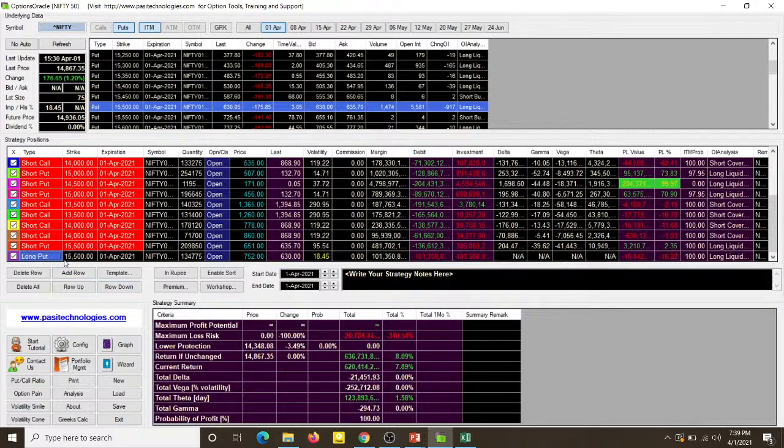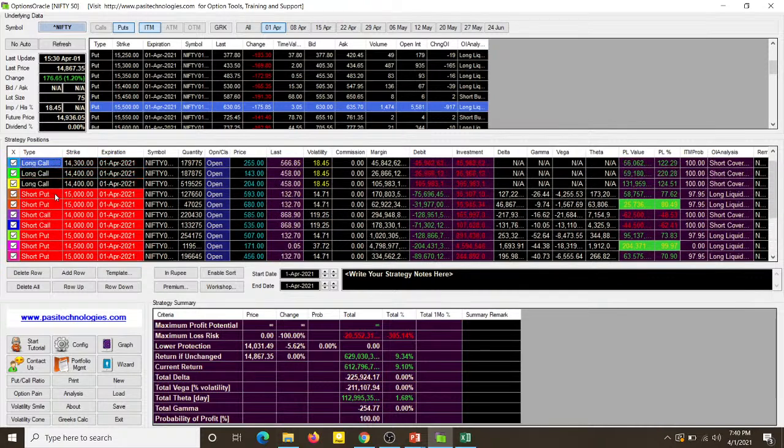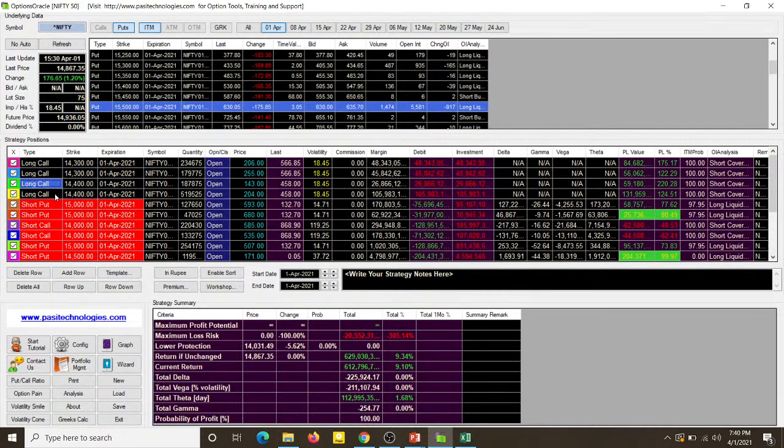If you see, I've changed this to long put, which is 15,500, and this as well, correct? I've changed this to long put. Now if you see, the protection has gone lower from 14,400 to 14,031, right? And okay, that's it. Short put, short call, long call. Fine, let me take this out.